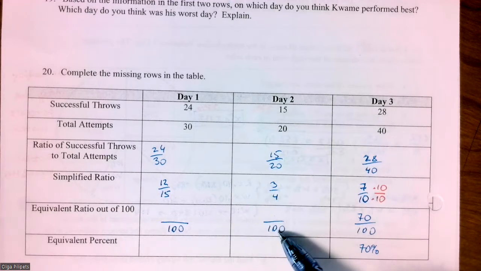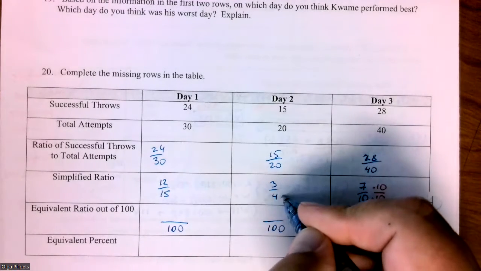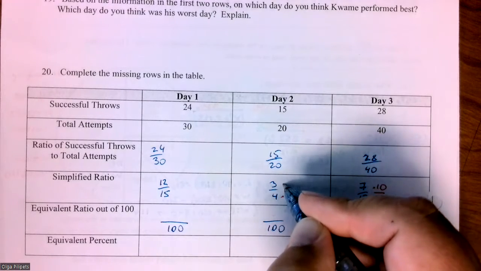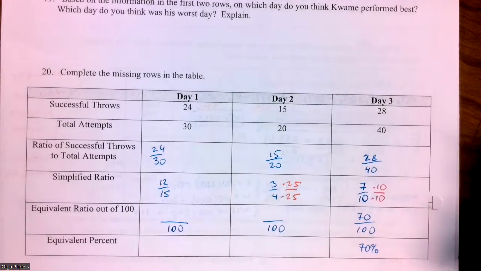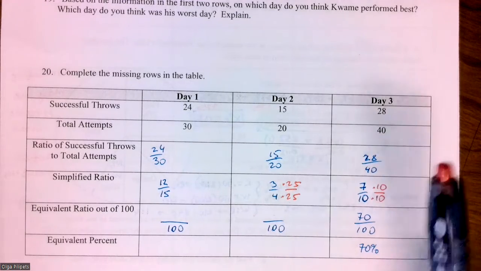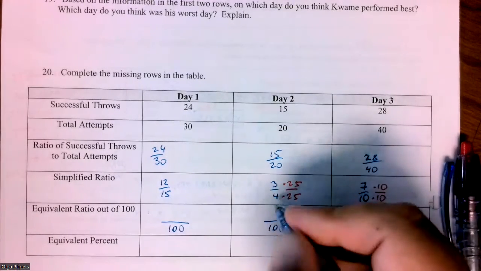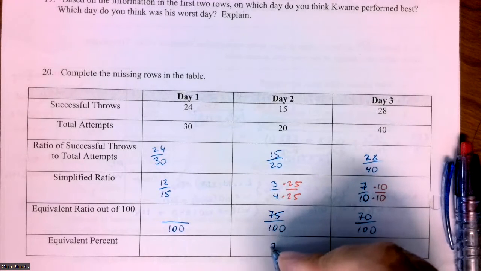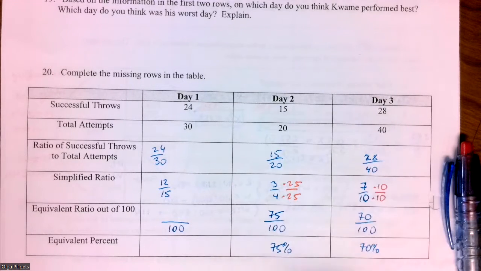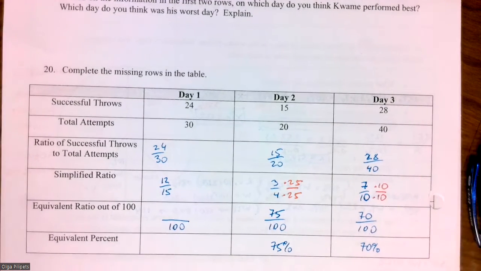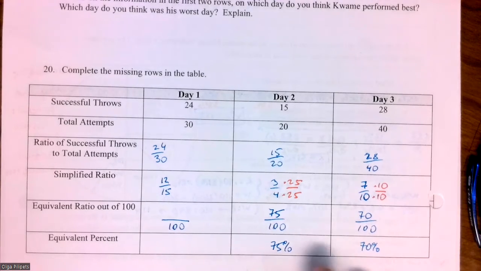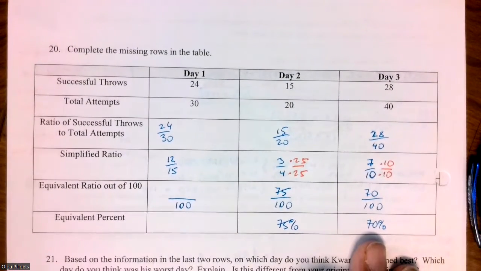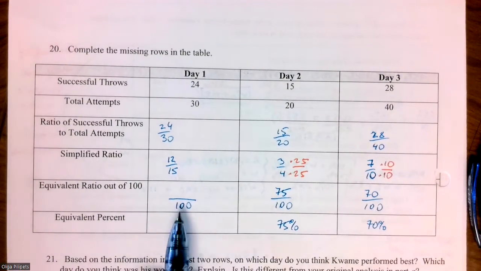Okay, what about day 2? To make 100 out of 4, I have to multiply that by 25. I'm going to do the same thing to the numerator, which will give me 75. So 75 out of 100 is actually 75%. Okay, so obviously day 2 was better than day 3.